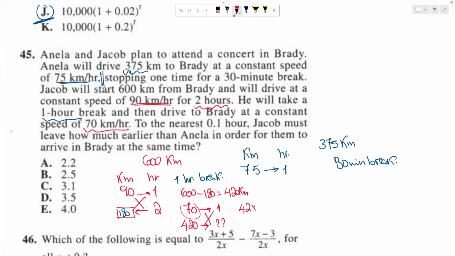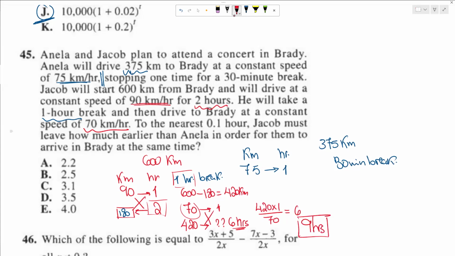So 420 divided by 70. That would get you 6. And 6 plus the 2 hours from the beginning. Give me one second. This is 6. So it would take 6 hours. So now we've got 6 hours, and then there's a 1 hour break. So that's 7 hours plus the 2 hours at the very beginning. So that's a total of 9 hours.